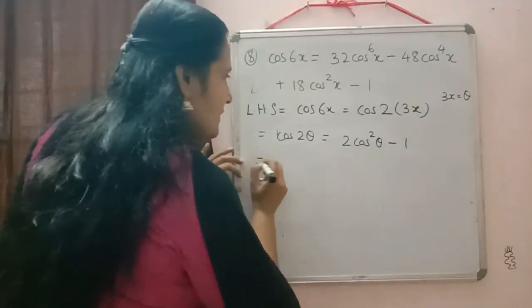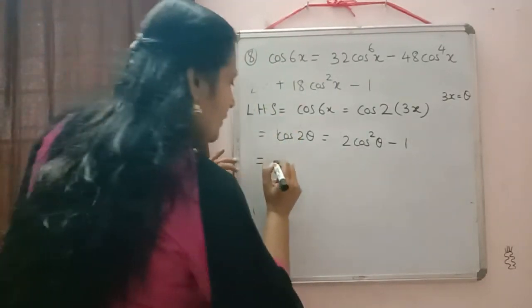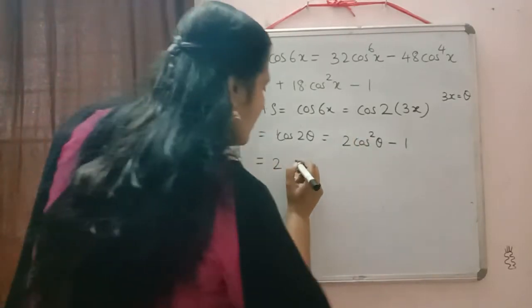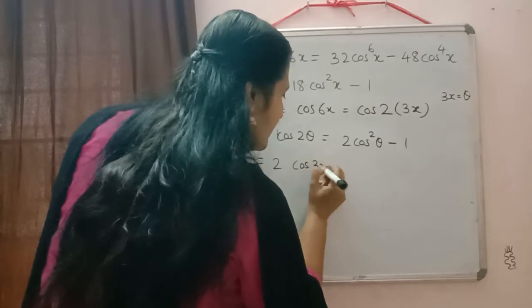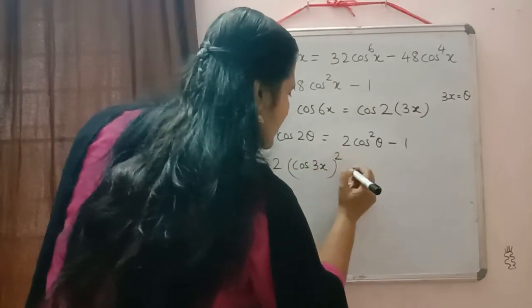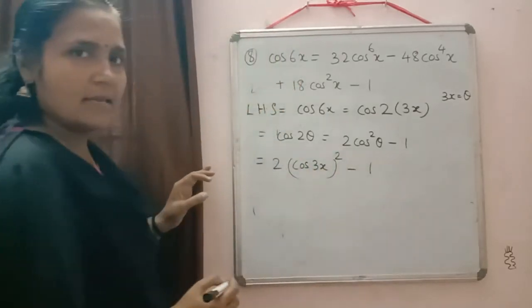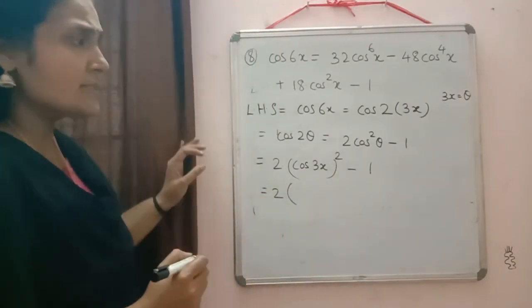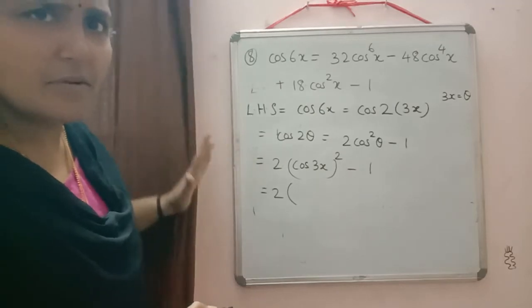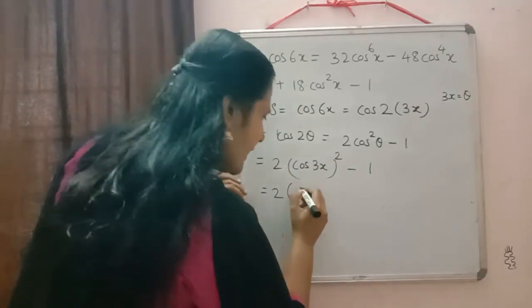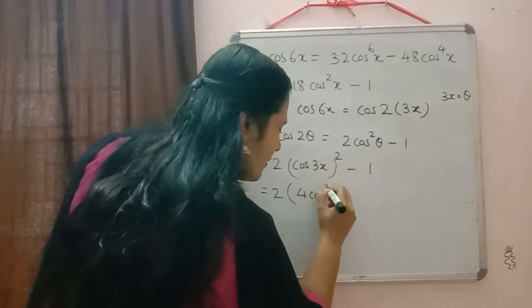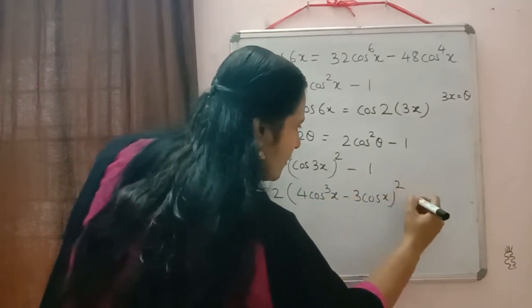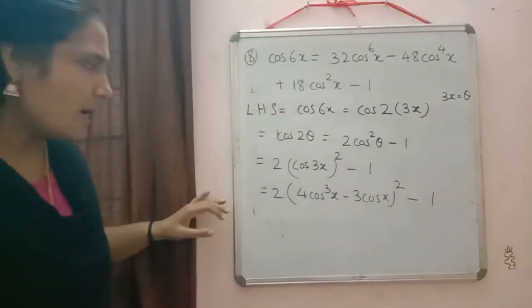Now in place of theta we will substitute the value. 2 into cos square theta means that is cos theta the whole square. And what is our theta? 3x. So it will come cos 3x the whole square minus 1. So 2 into the formula for cos 3x that we wrote. So we will substitute that formula. What is cos 3x? Yes, 4 cos cube x minus 3 cos x the whole square minus 1.